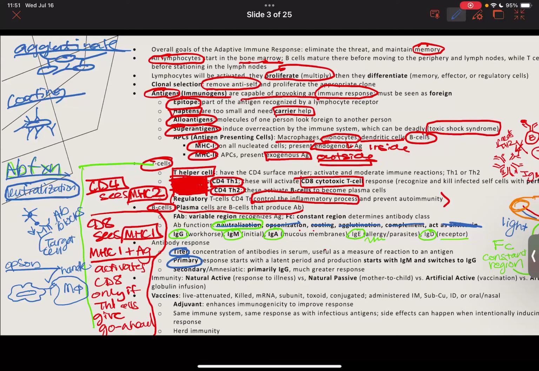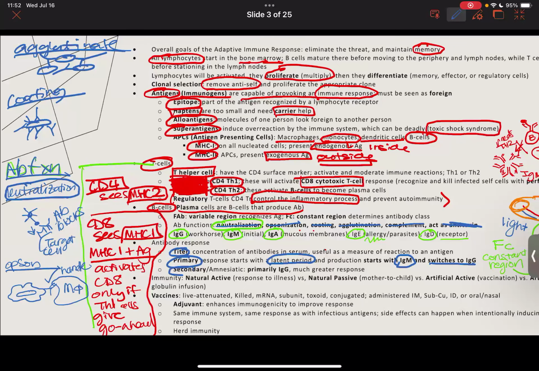So IgM, we're going to make that first, but we're trying to work really hard to get to IgG. So that's going to be another few days until we get IgG. And once you get IgG, you'll clear out whatever infection you have easy. But that's typically going to take a week to a week and a half to get to IgG. So that primary response has a latent period where we're activating our response, where we're activating our T cells and getting all of them multiplied and proliferated and everything else. And we'll start with IgM and eventually switch to IgG.